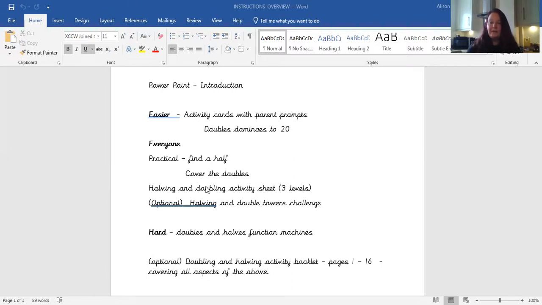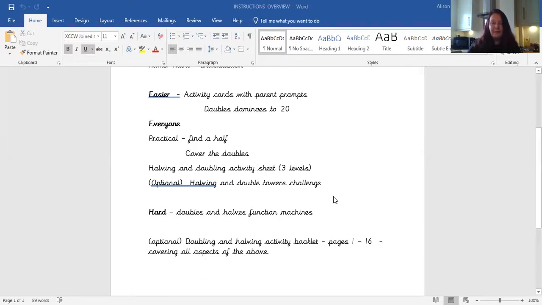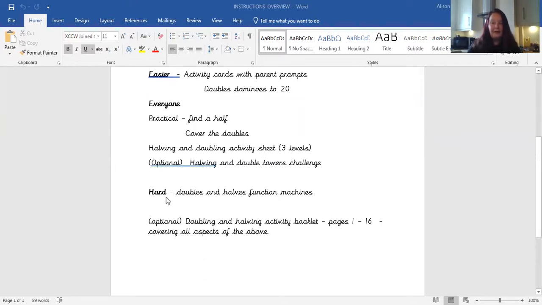And then there's some halving and doubling activity sheets. Now there are 3 levels here. You don't have to do them all. Pick a level which is easiest for you. And then optionally, that means you can do it if you want to. There's some halving and doubling towers challenge cards. If you want a really, really good challenge, there's some doubles and halves function machines. Now they're quite tricky. So unless you're particularly confident, this is quite tricky.